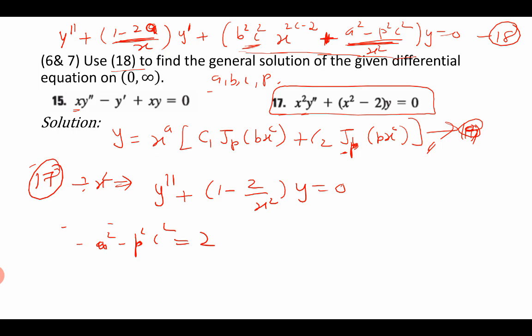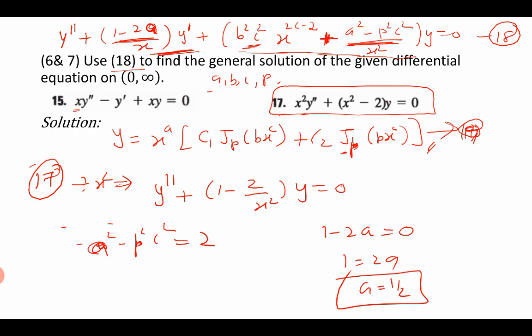Why is the y prime coefficient 0? Because the coefficient of y prime should be 0, isn't it? So 1 minus 2a should be 0, otherwise y prime will not be 0. The coefficient of y prime has a variable x, ignore it. The numerator 1 minus 2a should be 0. So 1 is equal to 2a, a is equal to 1 by 2. We found a is equal to 1 by 2. Use it here in this equation. This is 1 by 4.